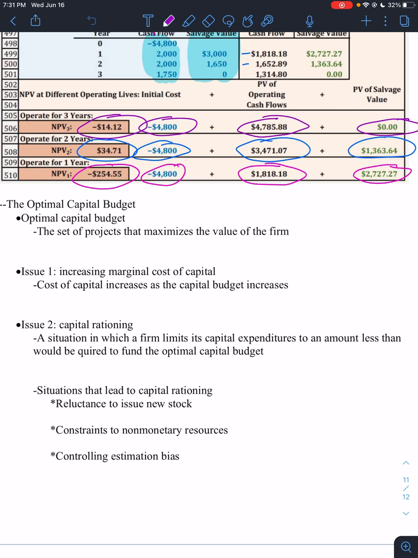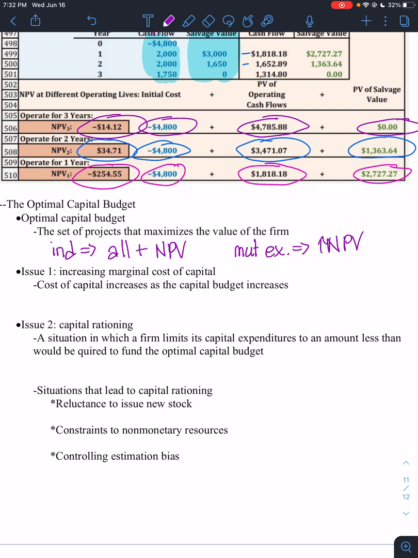So anyways, optimal capital budget. All right, definition of an optimal capital budget. It's a set of projects that maximizes the value of the firm. Now, finance theory says that if you look at independent projects, this would mean all positive NPV projects, that you pursue them. And if they're mutually exclusive, that means you pursue the one with the highest NPV. If you do that, that is your optimal capital budget and you will maximize the value of the firm. That doesn't always happen.